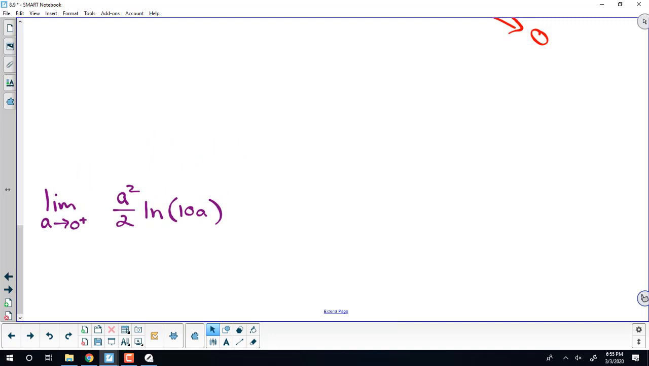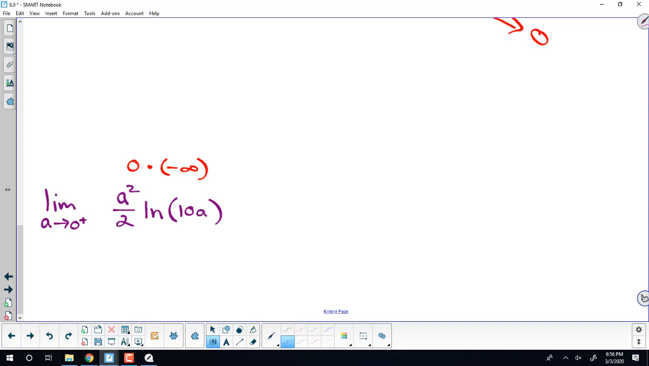So as a approaches 0, what is our limit? 0 times negative infinity, right? So if we directly substitute here, this limit becomes 0 times negative infinity. So that's sort of one of those one-offs. It's not L'Hopital's rule directly, but it is related to L'Hopital's rule. Those indeterminate products like that, we can always rewrite them so that they relate back to L'Hopital's rule.